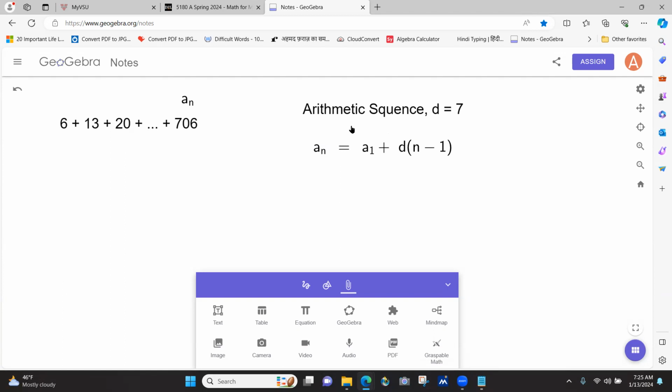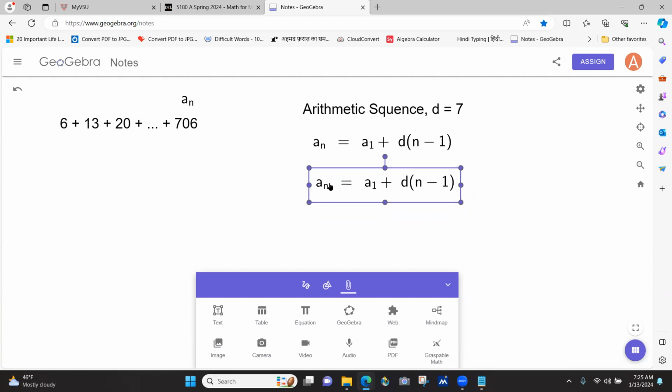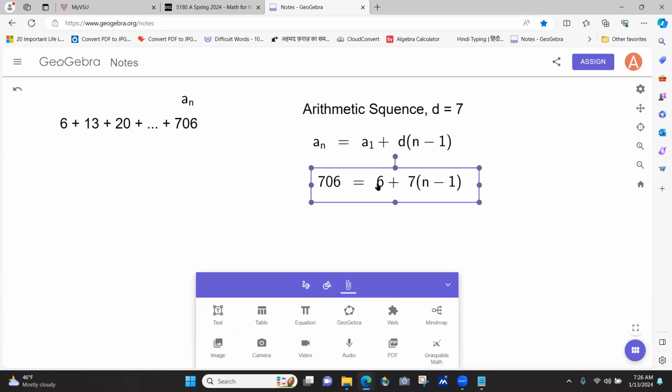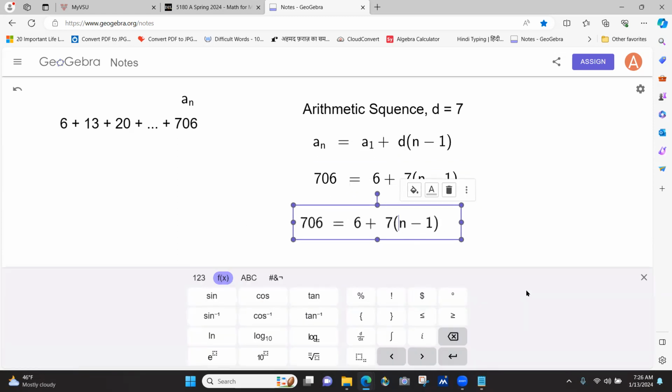Now here, if you pay attention, we know everything. A subscript n turns out to be 706, given. A1 turns out to be 6. D, the common difference, turns out to be 7. N minus 1, I don't know. I'm trying to determine the value of n. Now I'm going to do a little bit of algebra, and I get 7n minus 7.